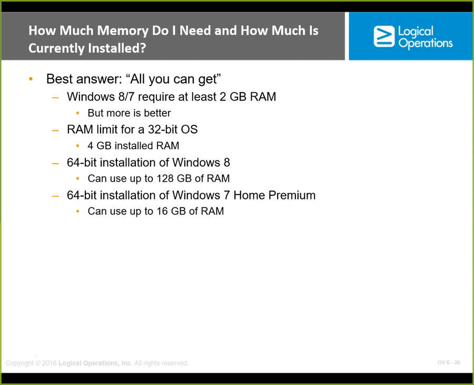Windows 8 and 7 require at least 2 gig, but more is better. More and more and more is better. The RAM limit for a 32-bit operating system is 4 gig.